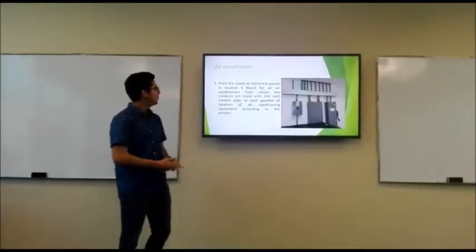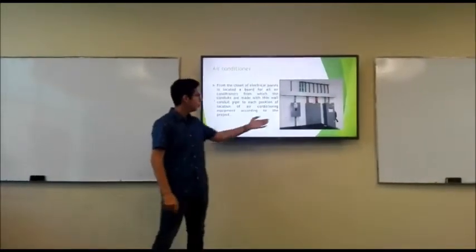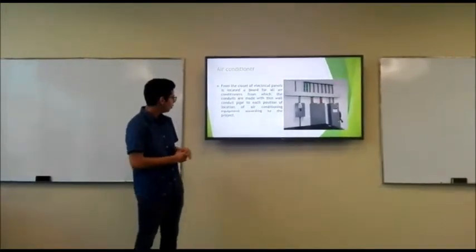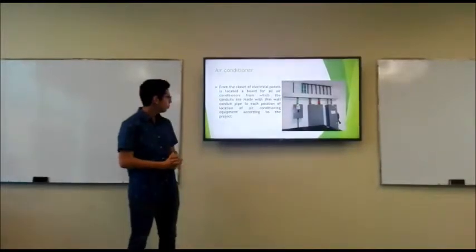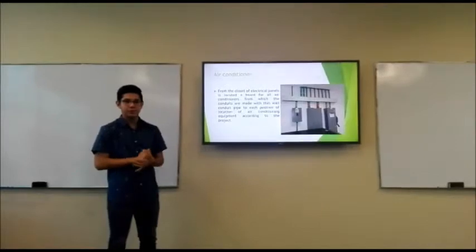The air conditioner process. From the closet of electrical panels is located a board for all air conditioners, from which the conduits are made with thin wall conduit pipe to each location of air conditioning equipment according to the project.